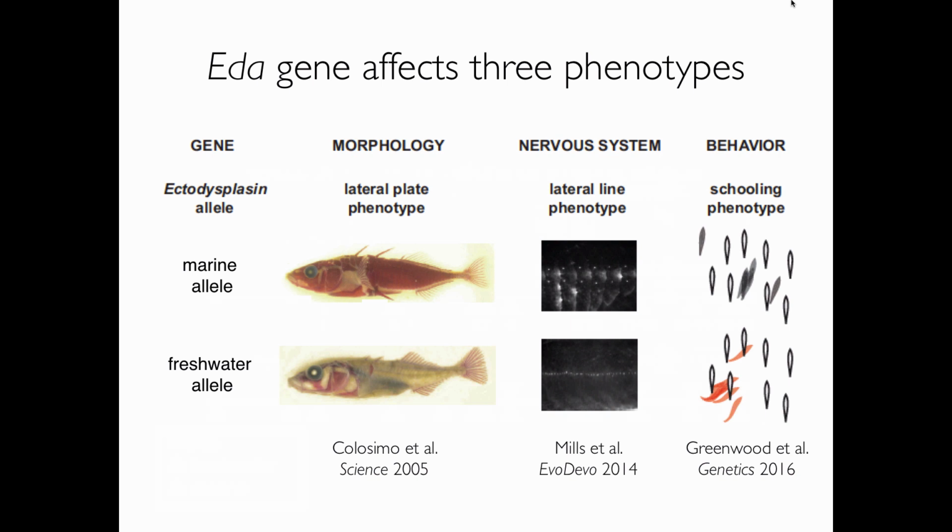If we overexpress EDA in a freshwater stickleback, we can put plates back on the stickleback. It also affects this lateral line phenotype. The lateral line is a neurosensory system that's unique to aquatic vertebrates. Freshwater sticklebacks have a single line of these hair cells found on the surface of the fish, whereas marine sticklebacks have plates, and where the plates are, you see a dorsal ventral arrangement of these sensory hair cells. We also know, from our transgenic overexpression studies, that if we overexpress EDA, we can put this marine lateral line phenotype on a freshwater stickleback.